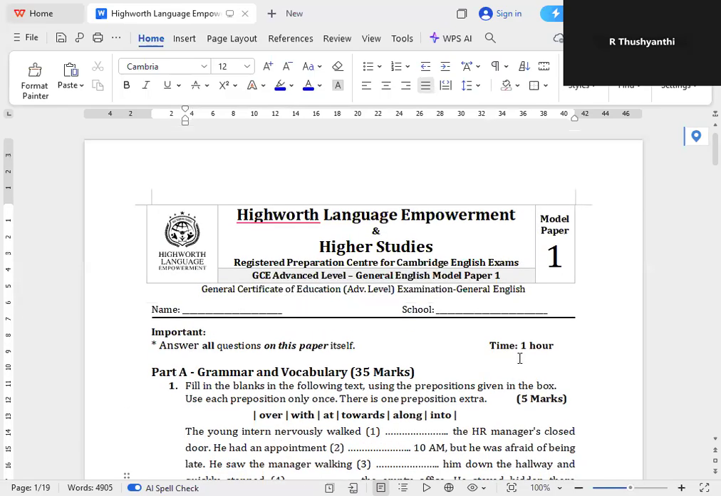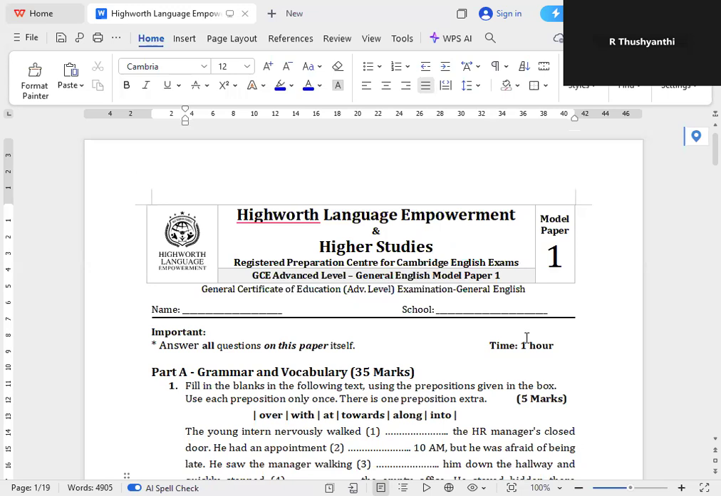So this is the paper. This is a model paper that I have made for you, right? You can see the paper there. As I have promised you that I would do 10 model papers, this is one of those model papers.